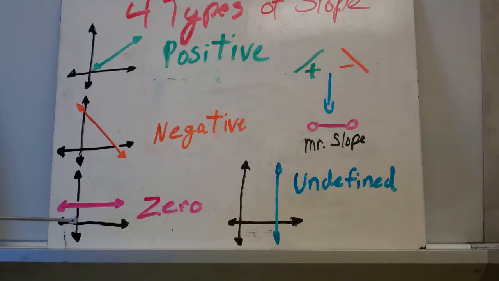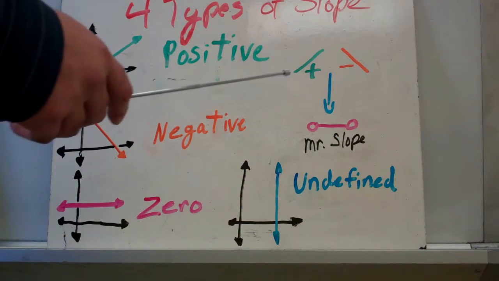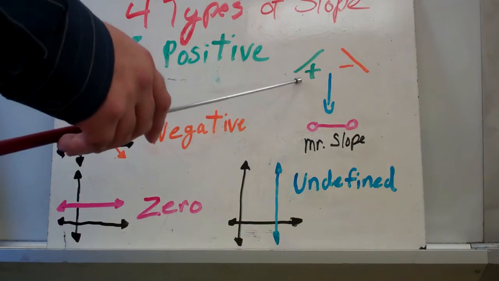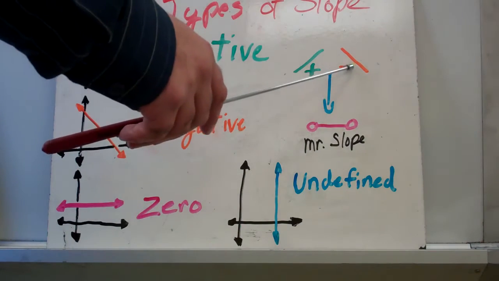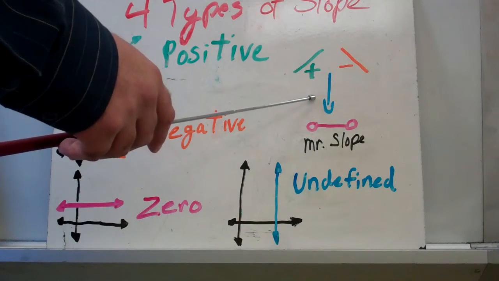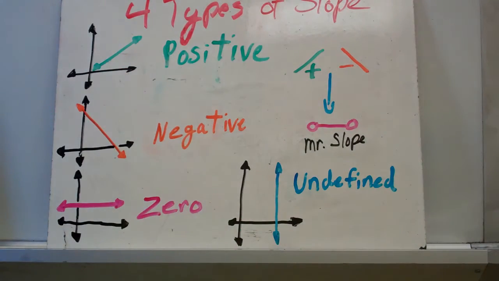We have a zero slope where the x values will be changing and it is the y value that will remain the same. And then we have an undefined slope. Undefined slope, the x value stays the same. The y value is the one that will be changing. And to help you remember which slopes correspond which, we have Mr. Slope over here. So we have our positive slope and our negative slope. We have our undefined slope and we have our zero slope.